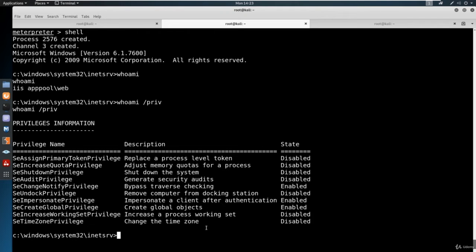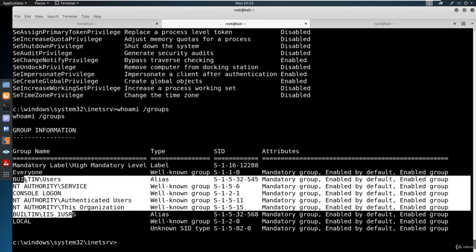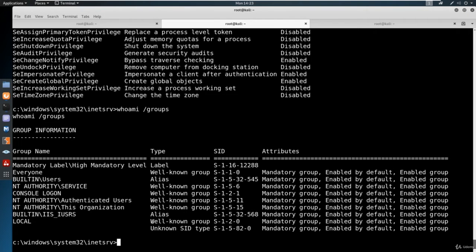So last, we can do whoami /groups. And we can look at what groups we're involved in. So you can tell that this user is not part of any sort of administrative group. We just look to be part of standard users, nothing going on here that's exciting for us. But you never know, we might be part of an administrator group and we might have rights, even though we say IIS app pool, maybe it was misconfigured and we actually have admin rights to begin with. So it's always good to look at the groups that we're belonging to.